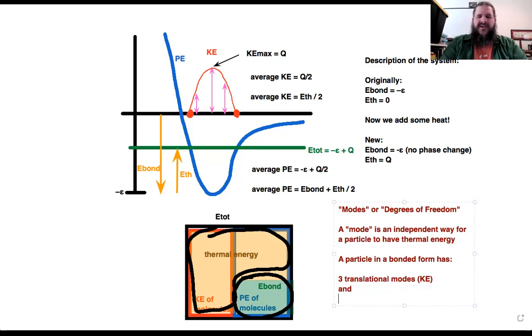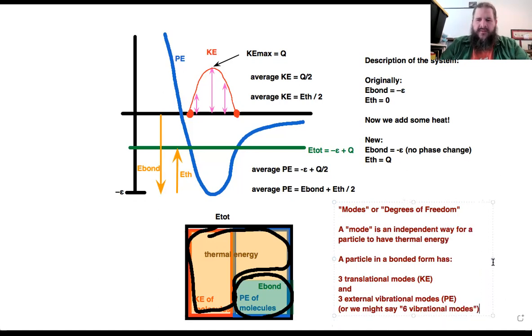And also, it's able to interact with its neighbors in 3 dimensions. It's able to interact with particles to the left and right, above and below, and in front and behind. So that means it has 3, and these are sometimes called external vibrational modes, which count as potential energy. And sometimes these are all lumped together and we just say the particle has 6 vibrational modes, of which 3 are kinetic and 3 are potential.